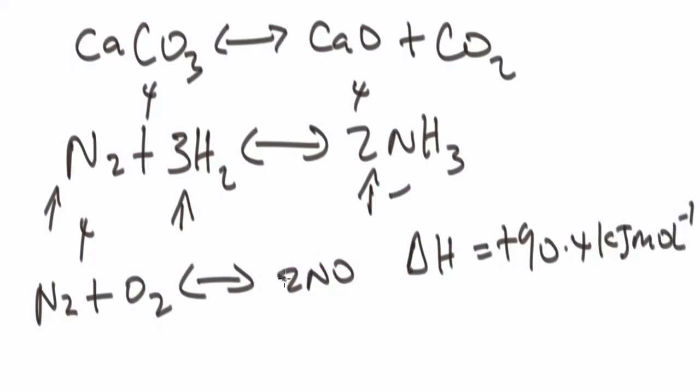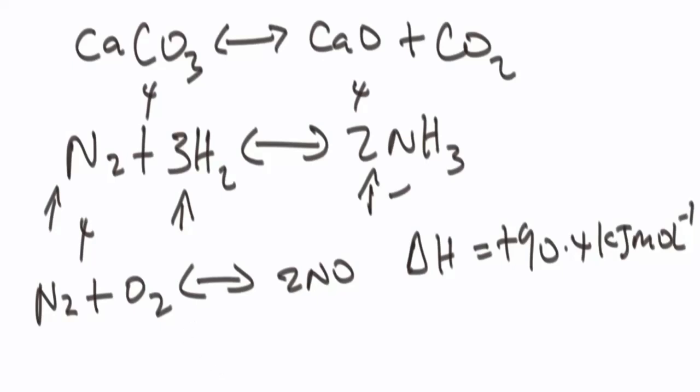So when the reaction is endothermic, for the effect of temperature, an increase in temperature will cause the equilibrium position to shift from the left to the right, favoring the forward reaction, whereas a decrease in temperature will cause the equilibrium position to shift from the right to the left, favoring the backward reaction.